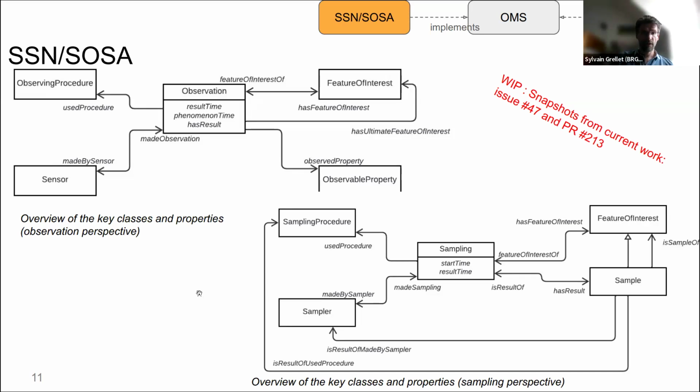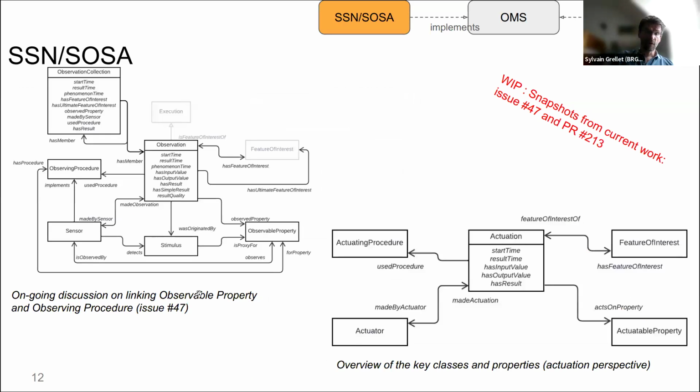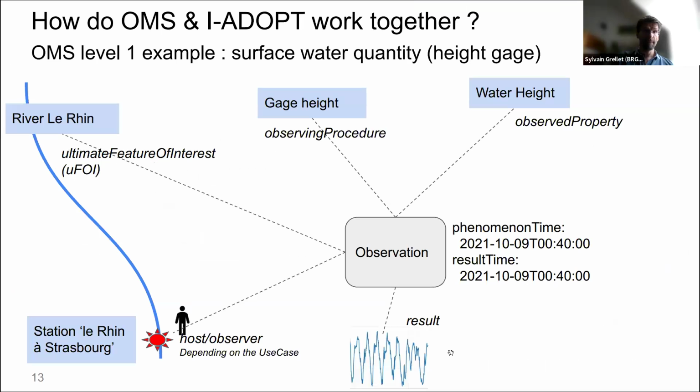Slides would be available anyhow. A quick copy paste from the discussion ongoing on observable property and procedures. We are just working on that. And again, the discussion will be how do we extend that to include I ADOPT. There is also, it's more kind of a by the way image, an actuation side of SSN SOSA that could interest people describing their acquisition process, for example.